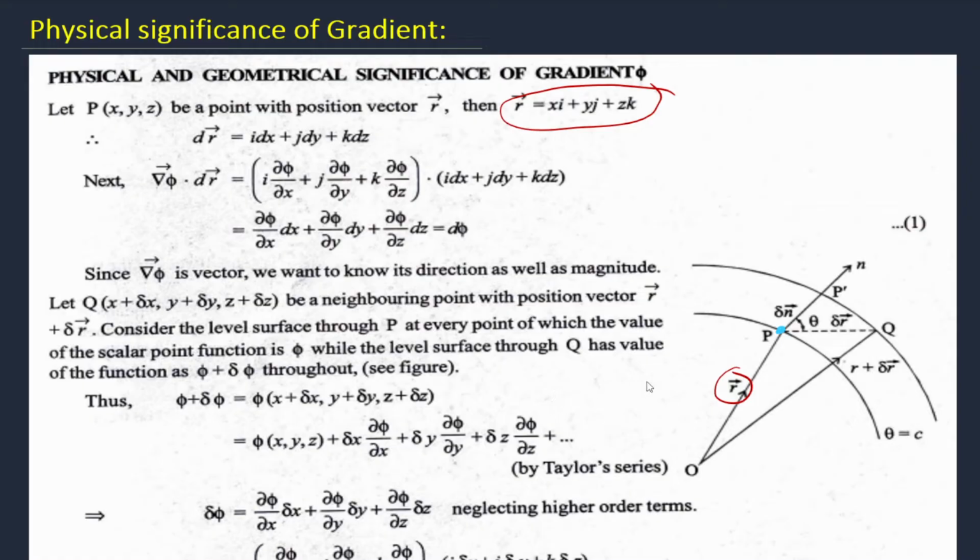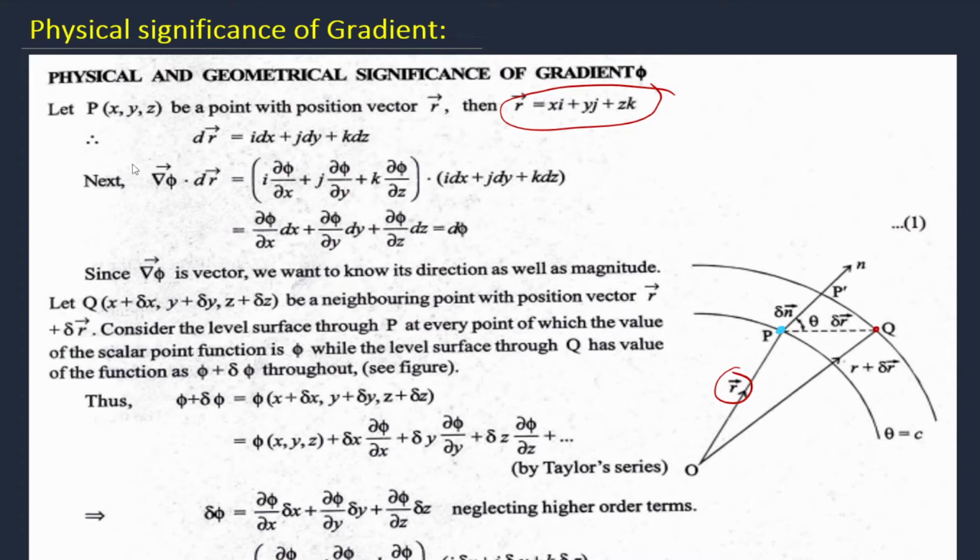This is r bar. Now let us take another point Q on another surface. Q is another point, a very neighboring point or nearer point. So Q is another point, but it is on a different surface. So the position vector of Q will be r bar plus delta r bar. So PQ bar is how much? PQ bar is delta r bar.